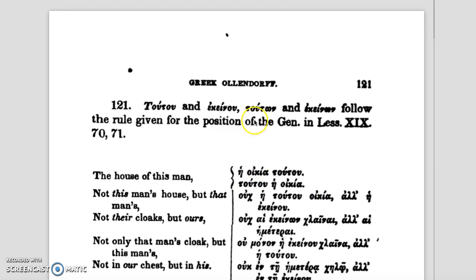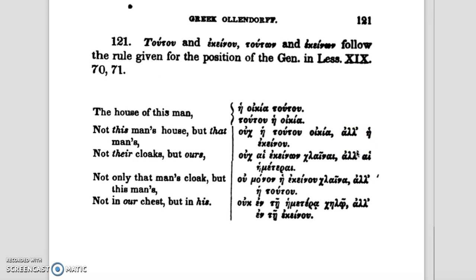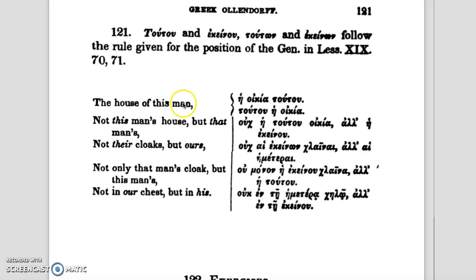Okay, it may be good for you to go back and look at lesson 19 here. It says tutu and ekinu, tuton and ekinon follow the rule given here. And so here's some examples showing this. The house of this man, eukia tutu, the house of this, and we would add man. Or we could say of this the house, tutu eukia, same idea, different order. All right, look at this one. Not this man's, emphasized, but that man's. Uch et tutu eukia, not the of this one house.